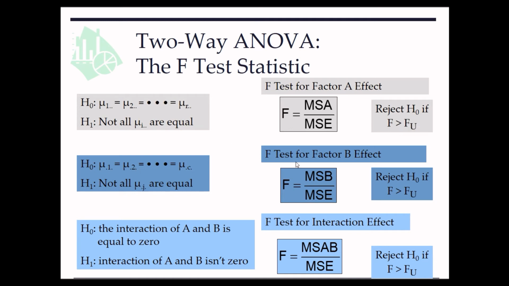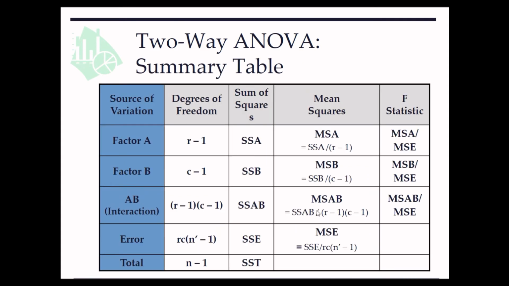Similarly, we can test the effect of factor B. In addition, we can test the interaction effect of factors A and B. We will explain this later. So this is the two-way ANOVA table. Then we can see here we have F statistics regarding factor A, factor B, and the interaction of factors A and B.